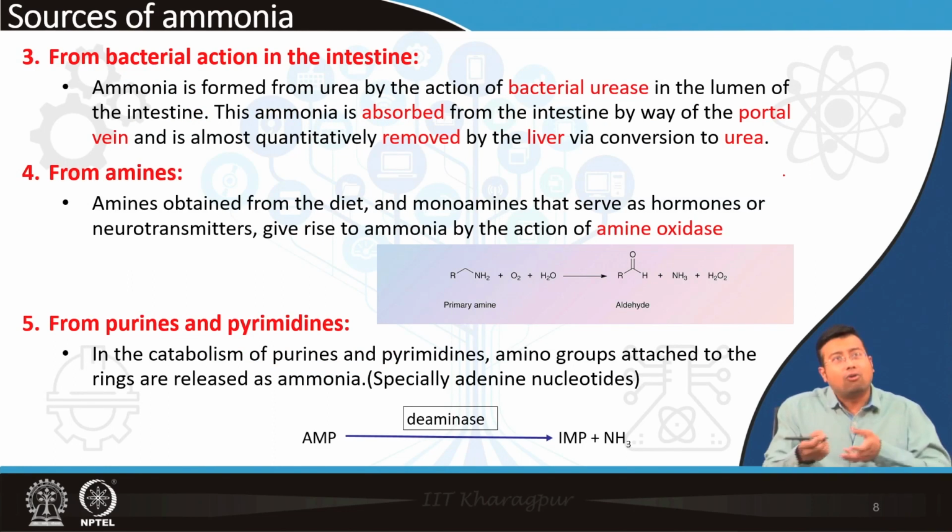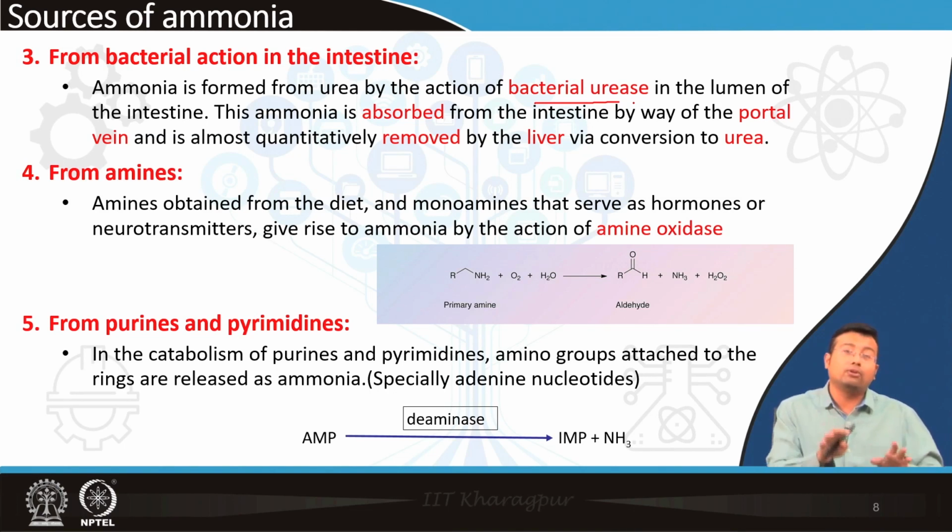Apart from that, what are the other sources of ammonia? Urea. Alright. So urea present in the gut, that is by the bacteria, they produce the enzyme urease. So what happens? Urease acts upon urea to produce ammonia. Well, this ammonia is actually absorbed from the intestine, and ultimately this ammonia is transported via various transport mechanism that we will be discussing very soon.